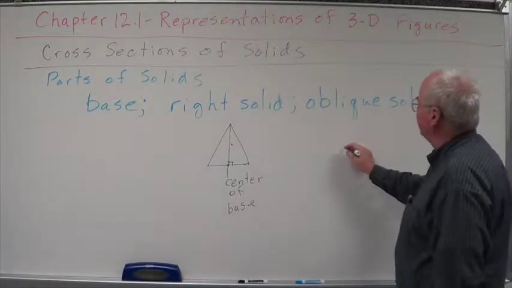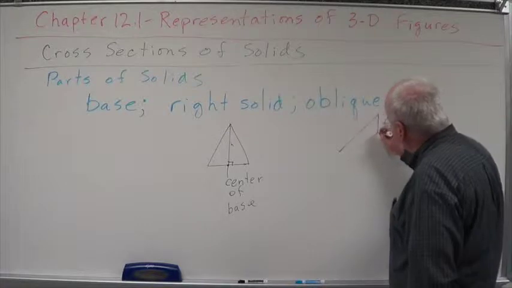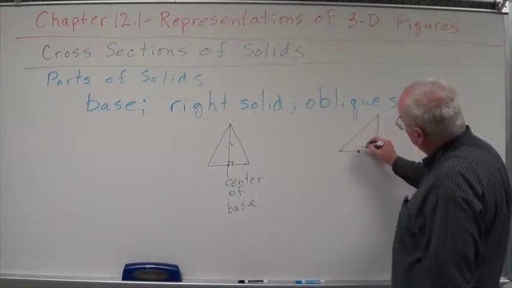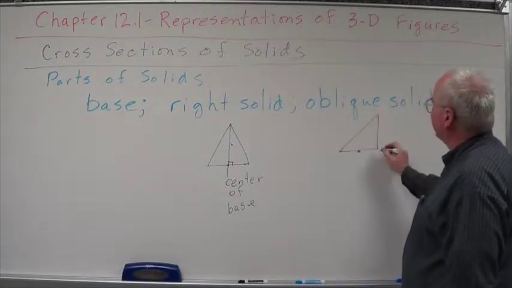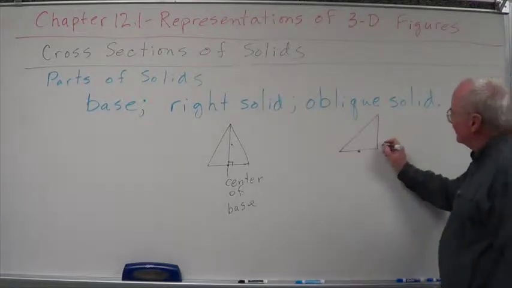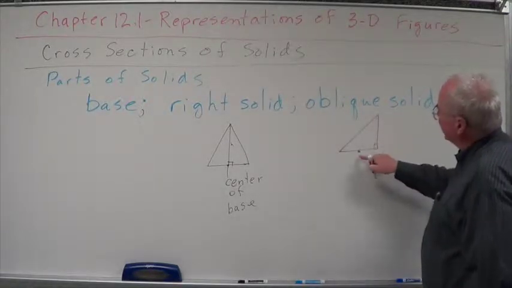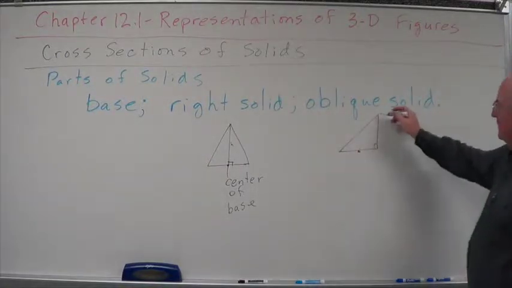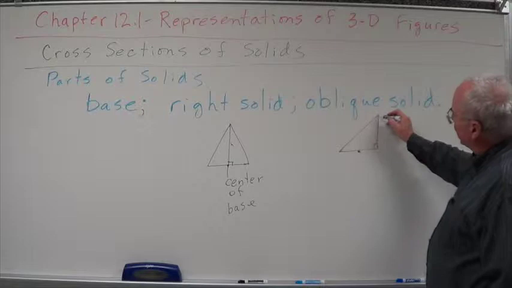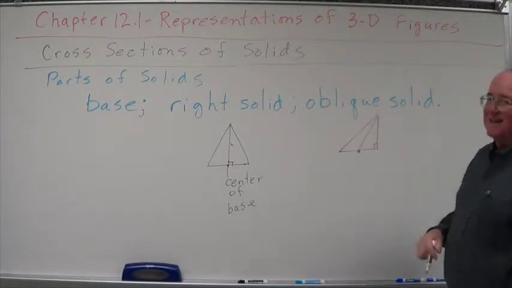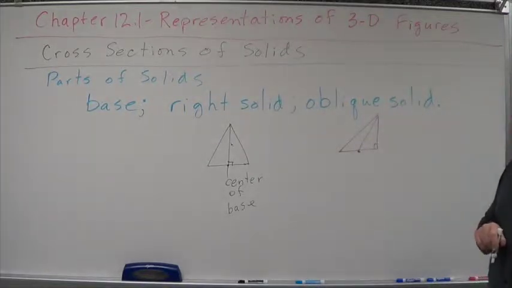An oblique solid would be a pyramid that looks like this. The center of the base is right there. Well, if we were to attach the vertex to the center of the base, that's not perpendicular to it, is it? This is perpendicular to it. So anytime the line connecting the vertex of the pyramid to the center of the base is not perpendicular to the base, then that's called an oblique. Okay? Let's look at something else.